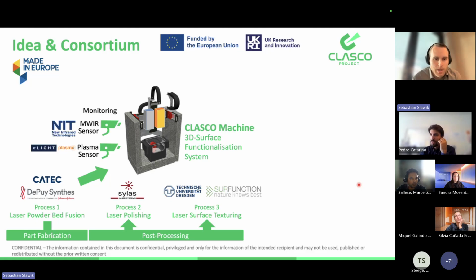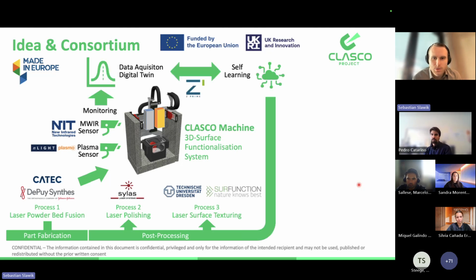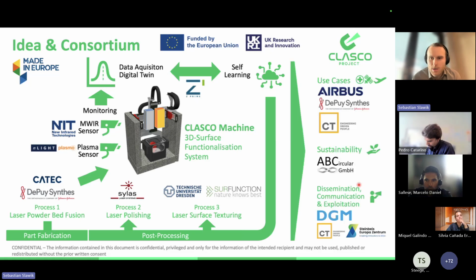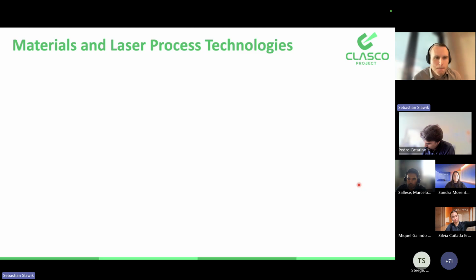Then we have monitoring of these laser processes with an MWIR sensor and a plasma sensor. The first one is going on the melt pool, the second one on the plasma. And finally, we would like to do self-learning of these laser processes to achieve digital twin and at the end prediction of the process. Moreover, we have 3 different use case companies: Airbus, Dupuis Synthes, and CT, sustainability part, and of course, dissemination, communication, and exploitation.